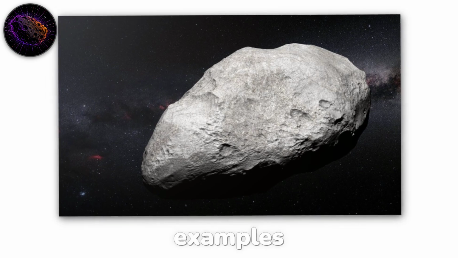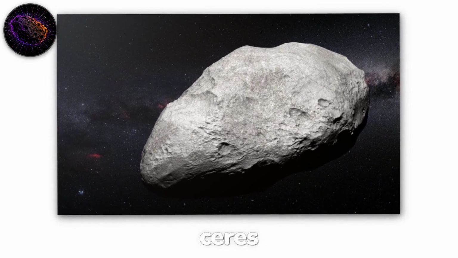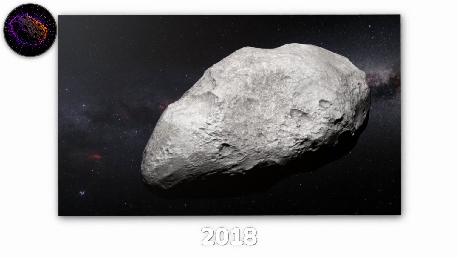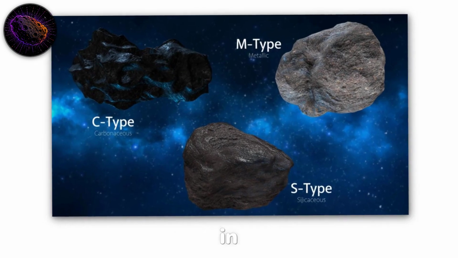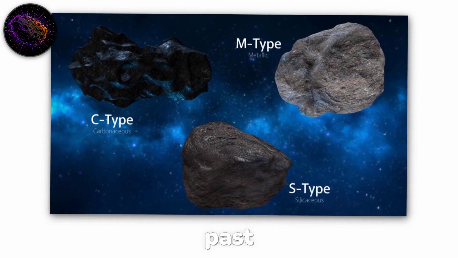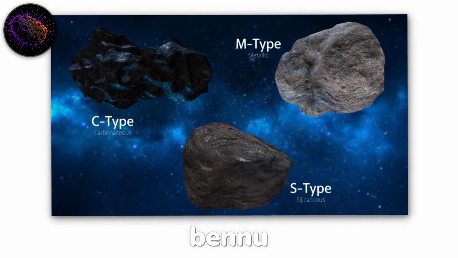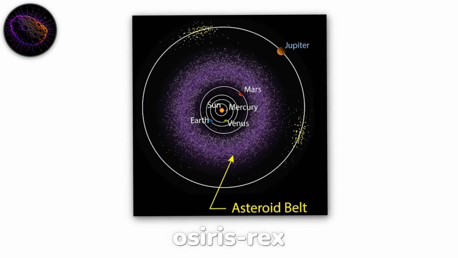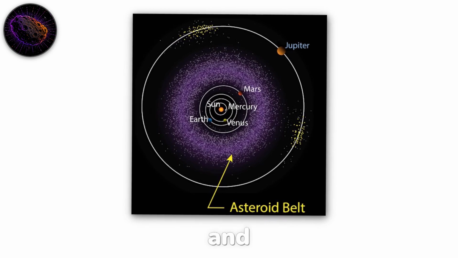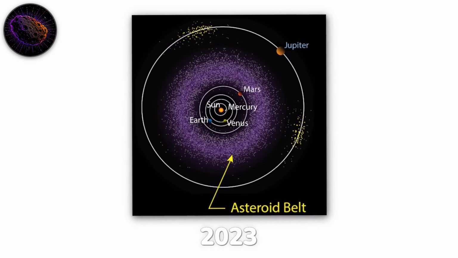The most famous examples of C-type asteroids were Ceres, explored by the Dawn spacecraft from 2014 to 2018, revealing a world with bright salt deposits in its craters that communicated the presence of liquid water in the asteroid's past. And 1955 Bennu, the target of NASA's OSIRIS-REx mission that collected a sample from Bennu's surface in October 2020 and returned that sample to Earth in September 2023.